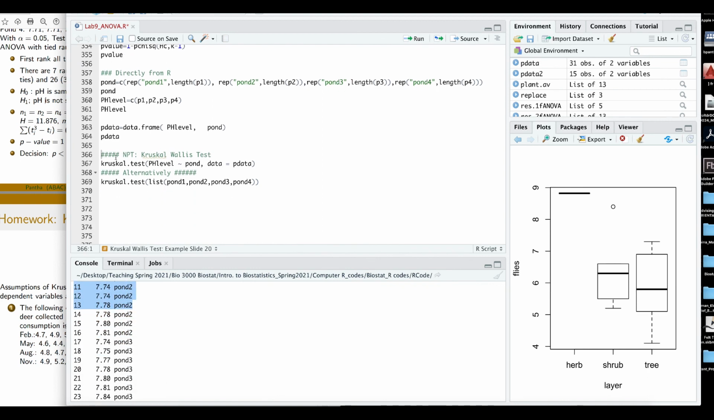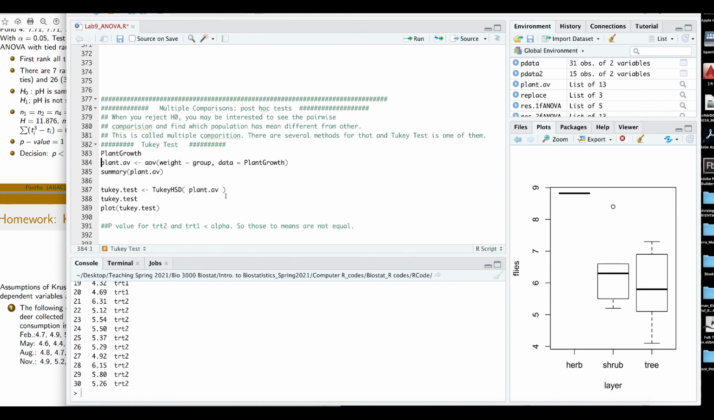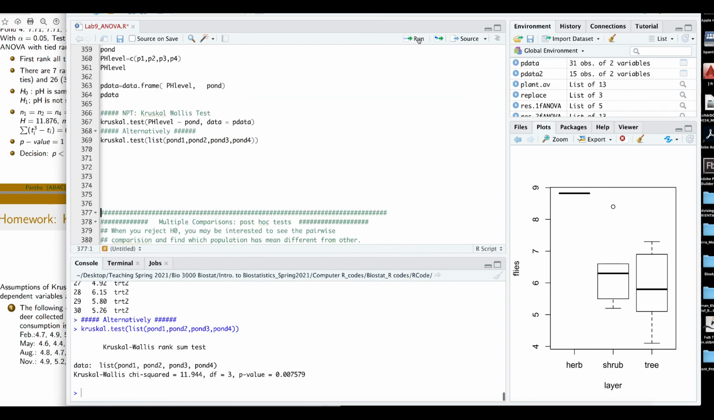We are doing this directly in R, so that is kruskal.test. After you arrange the data, you just write kruskal.test. If you do that, you get the p-value exactly the same as the p-value we got, 0.007579. Or the alternative way is, instead of the formula, you can use a list with pond 1, pond 2, pond 3, pond 4. You will get the same result there, 0.007579. We got almost the same value either way, manually or by using R.